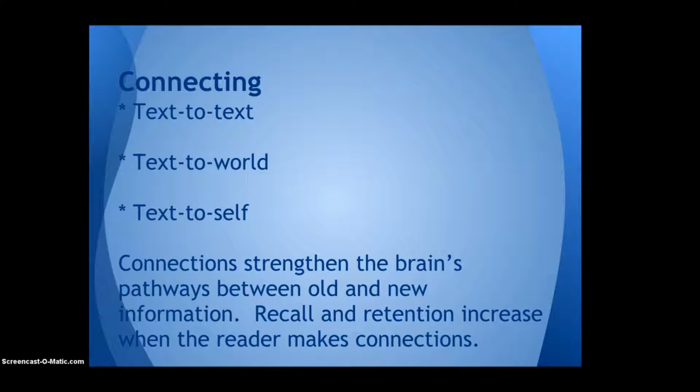Lastly, text-to-self connections happen when an event you're reading about directly relates to an experience you've had. Making connections gets your brain to open a pathway to information you've already stored, and it makes it easier for your brain to retain the new information you're learning. The stronger the pathways are between information, the more knowledge you'll retain and be able to later recall.